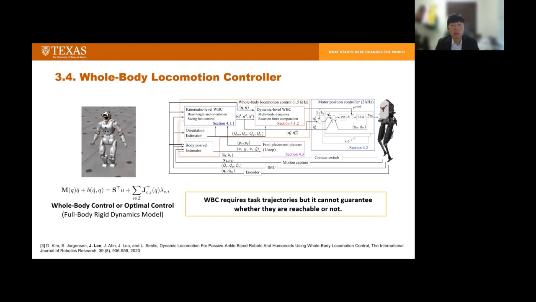Now we need a feedback controller to compute the control command to track the center of mass and foot position and orientation trajectories. The block diagram shown is the whole body locomotion controller devised by Dongyun and me. I will explain the detailed framework in a later section. What I want to say here is that this whole body controller cannot guarantee whether the previous trajectories are feasible or not.